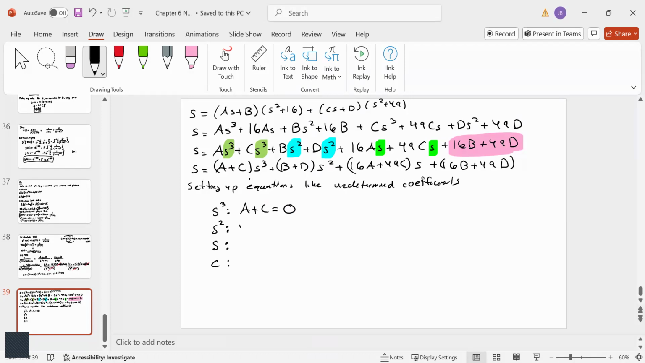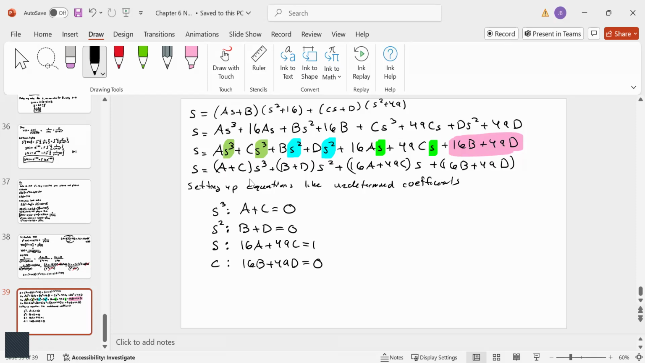For s squared, it's going to be b plus d equals 0. For s, it's going to be 1. 16a plus 49c equals 1. And then for the other one, it's 16b plus 49d equals 0, right?